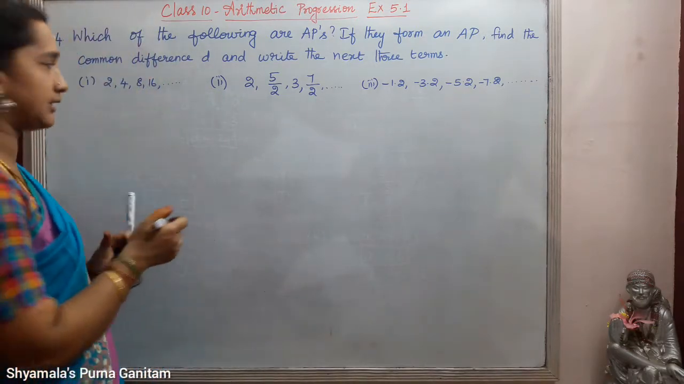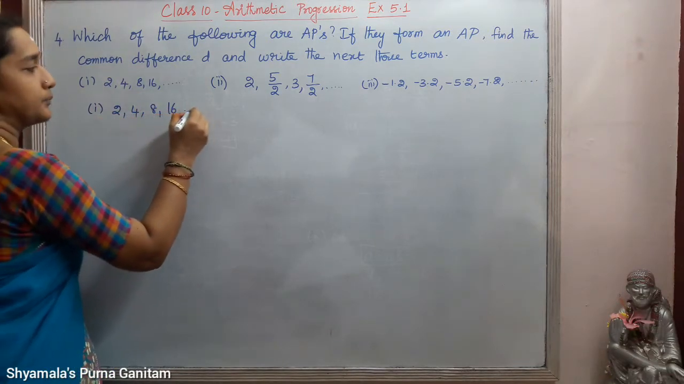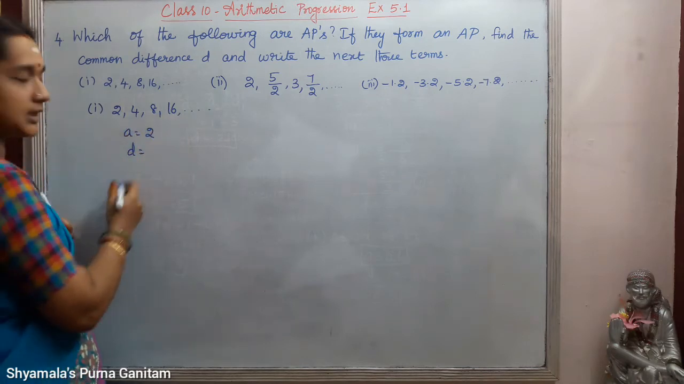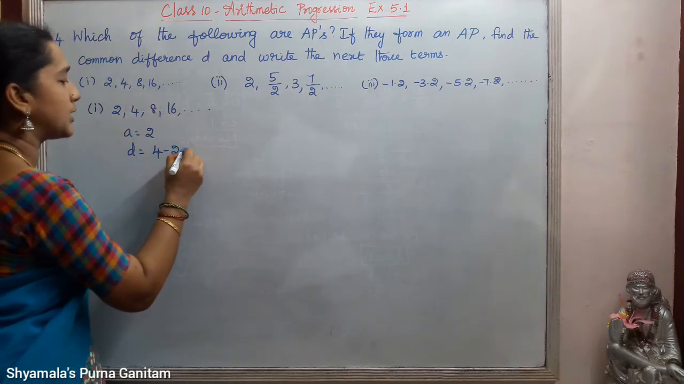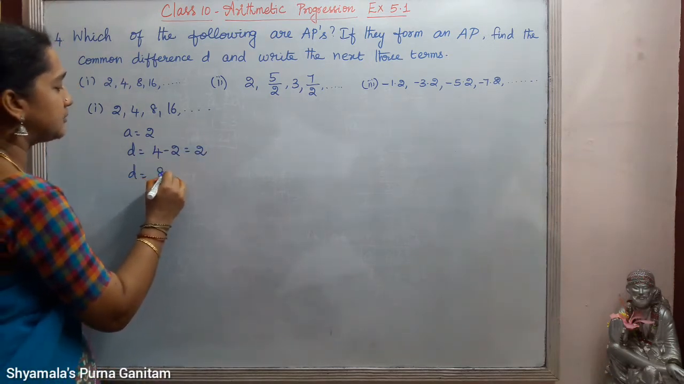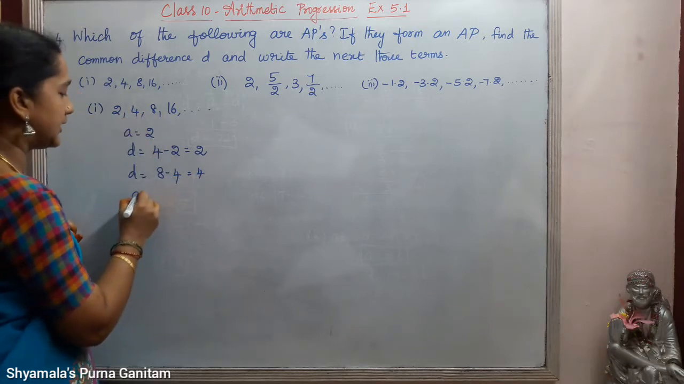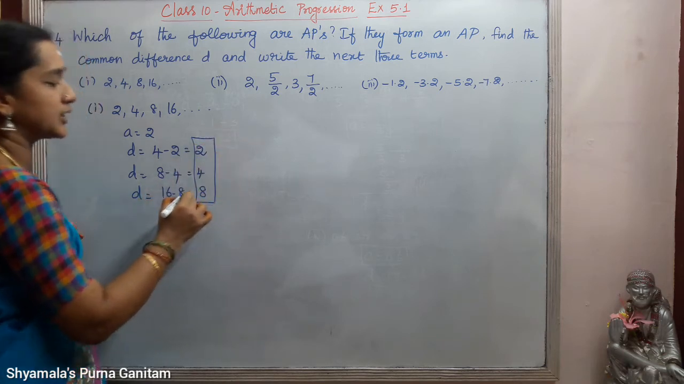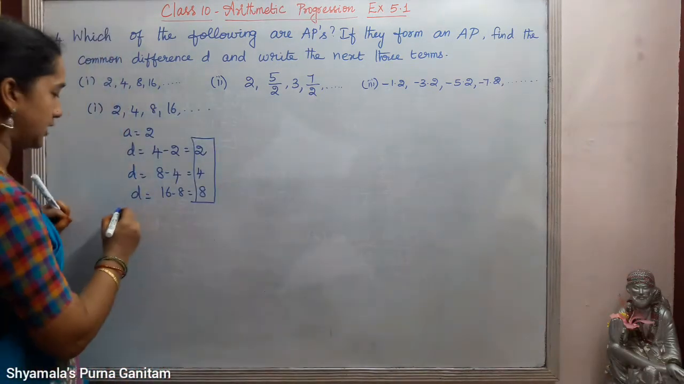Okay, so first we will check that. The first sum is 2, 4, 8, 16. So here the first term is 2. And the common difference between the terms: first one is A2 minus A1. A2 is 4, 4 minus 2, we are getting the difference as 2. Then the next one is 8 minus 4. A3 minus A2 is 8 minus 4, which is 4. Then the next difference we are getting is 16 minus 8, which is 8. Here the common difference is different. So the given terms are not in AP.